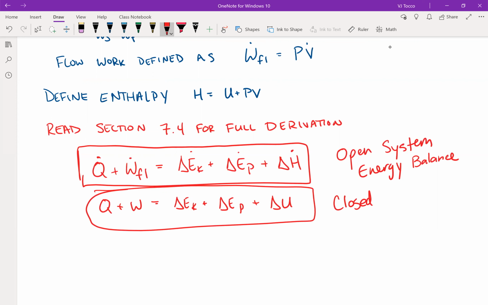So the first thing you have to do when solving an energy balance is determine whether or not you have an open system or a closed system, and then use the appropriate equation. Closed system energy balance.